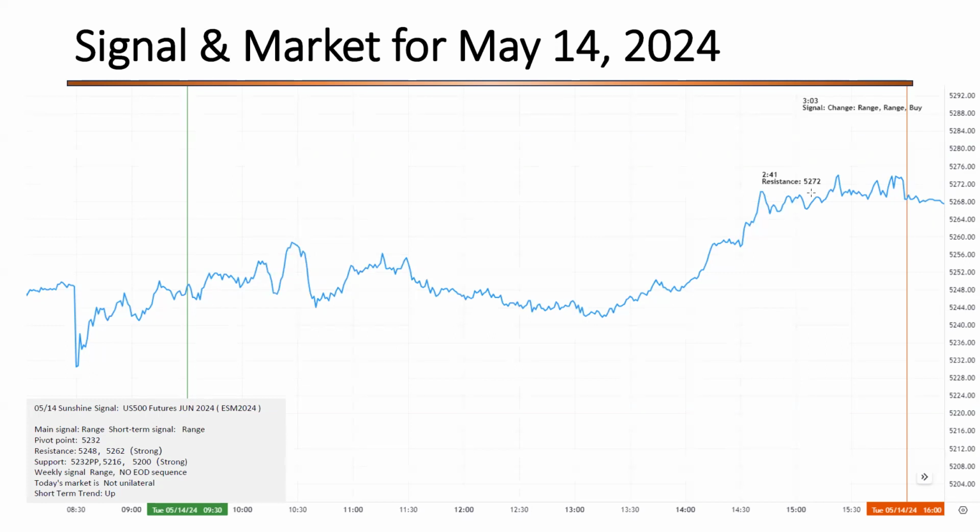Which it did. It squeezed up to 52.72, and the next day, May 15th at 8:30 Eastern, CPI was going to be released. Again, another highly volatile event day. So if you could have gotten some scalps in here, then around here it's probably best just to wait for the next day.